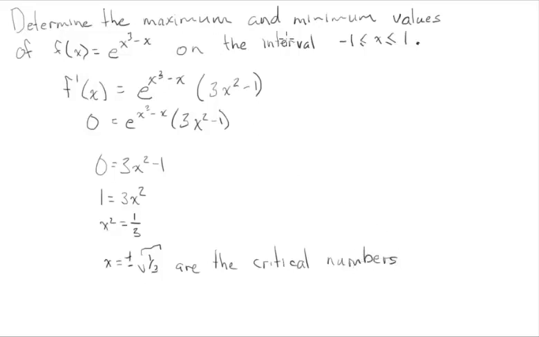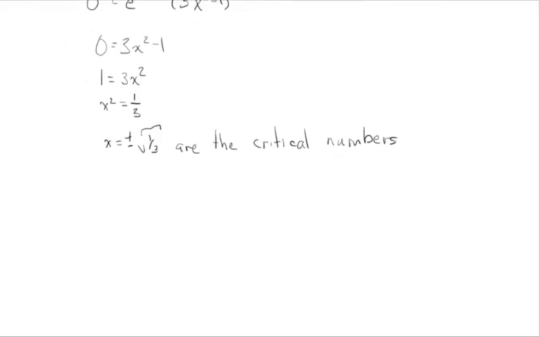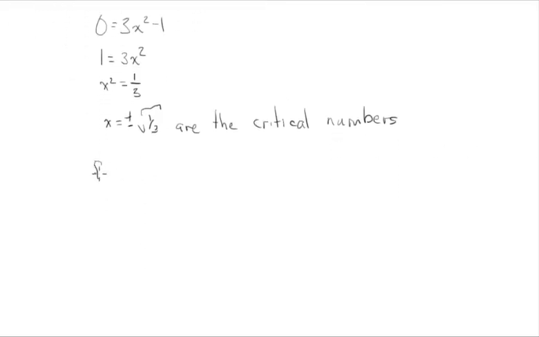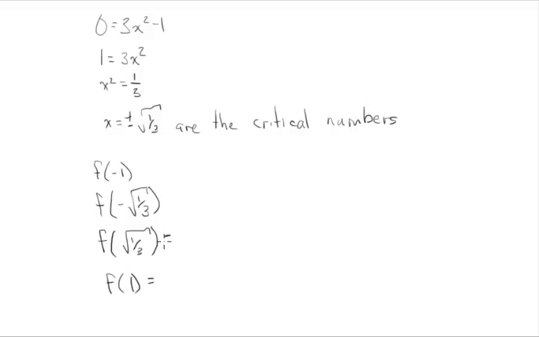So to find the absolute max and min over this closed interval, we're going to test the two critical numbers and the endpoints in the function. So we need to evaluate f of the first endpoint, f of the first critical number, f of the other critical number, and f of the other endpoint. Okay, so you're just going to sub these values into the equation.